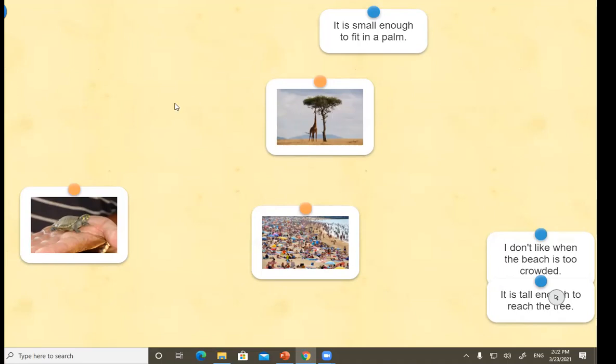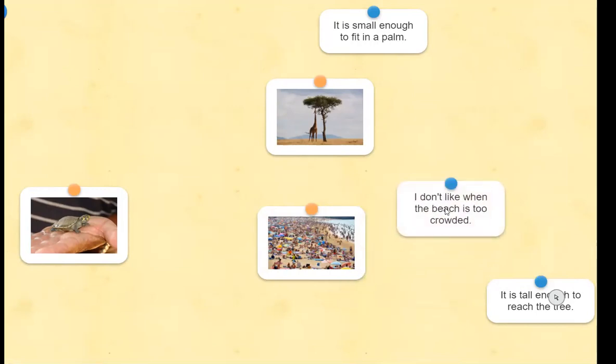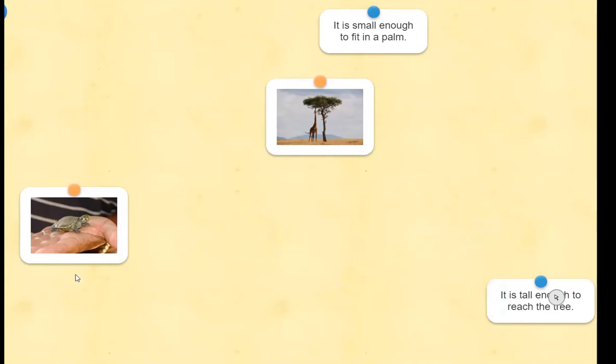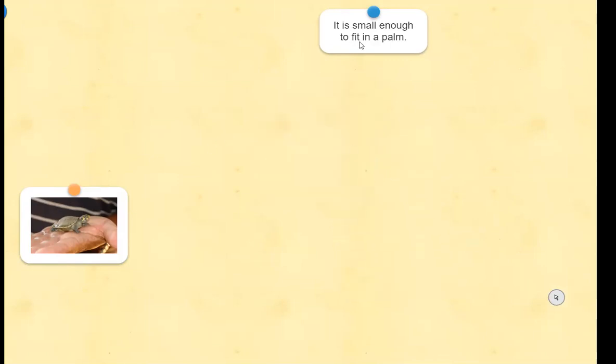Where are you? Okay, I don't like when the beach is too crowded. Look. Read this. I don't like when the beach is too crowded. Yes, the beach is too crowded. Here it is: it's not tall enough to reach the tree. And here it's very small to fit in the bar.